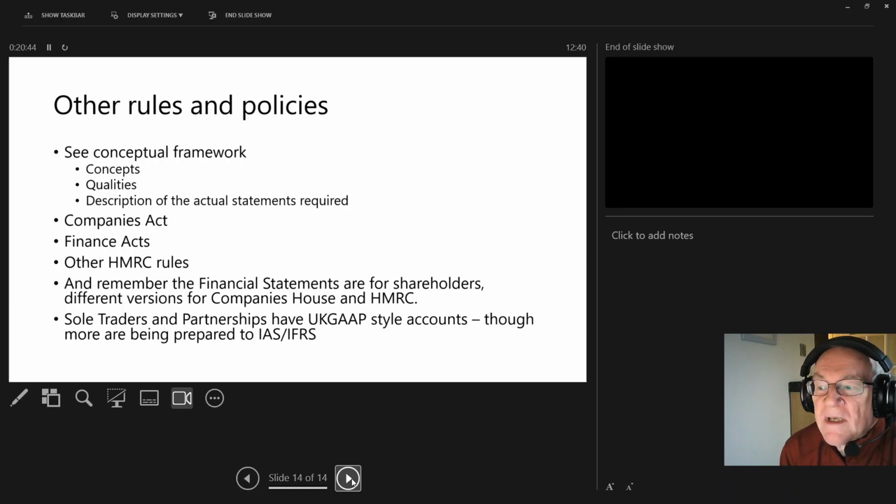The versions that go off to Companies House still use a lot of UK GAAP terminology. I was putting the numbers into a template for one in the last few days, with terminology for fixed assets that went out of date a long time ago, but Companies House still use that terminology. And HMRC, the tax returns, are very, very different.